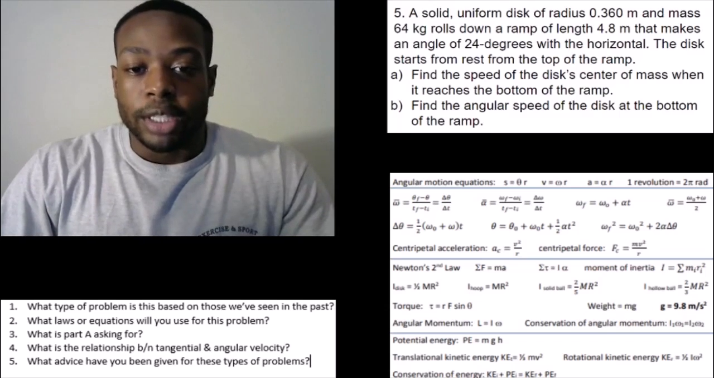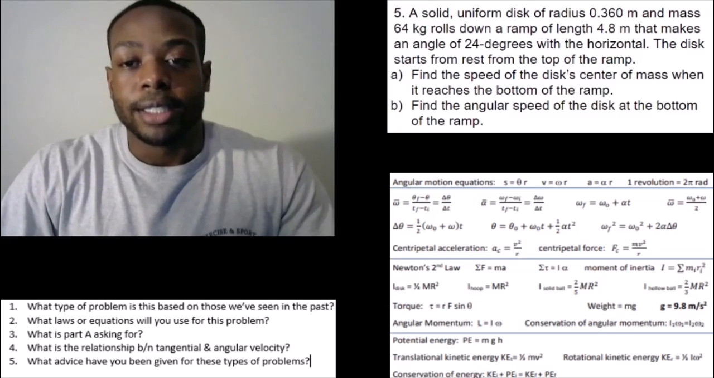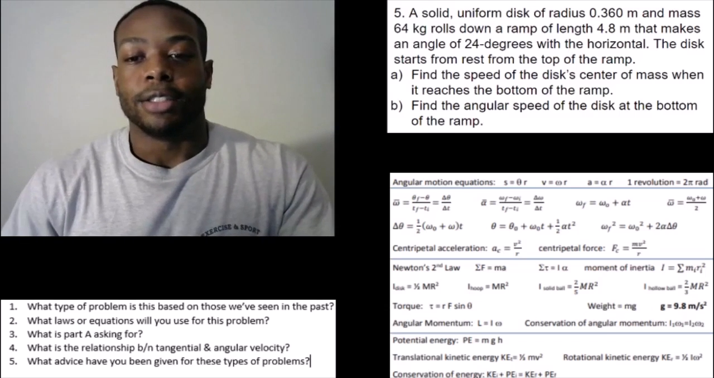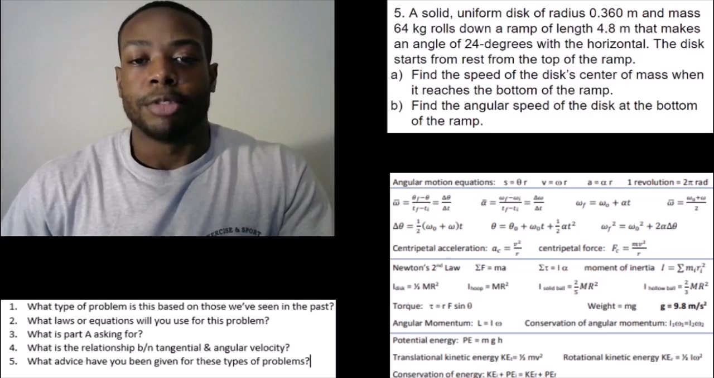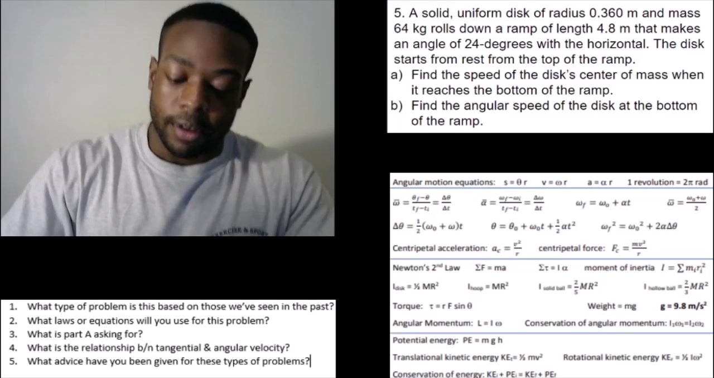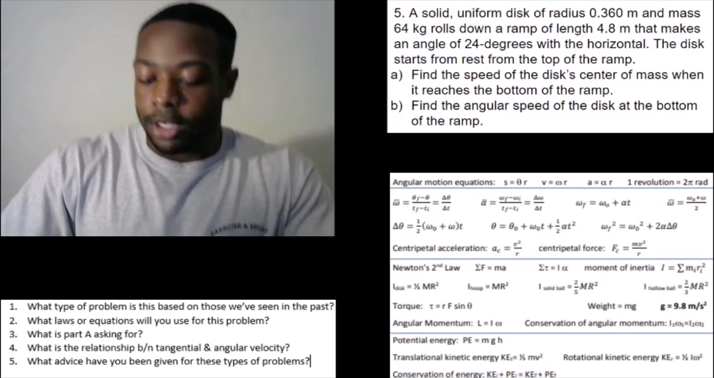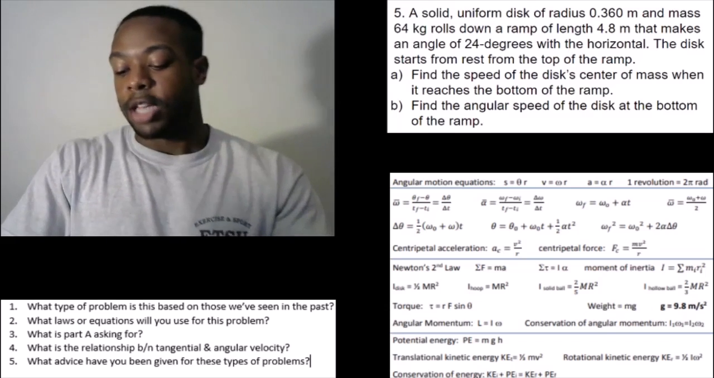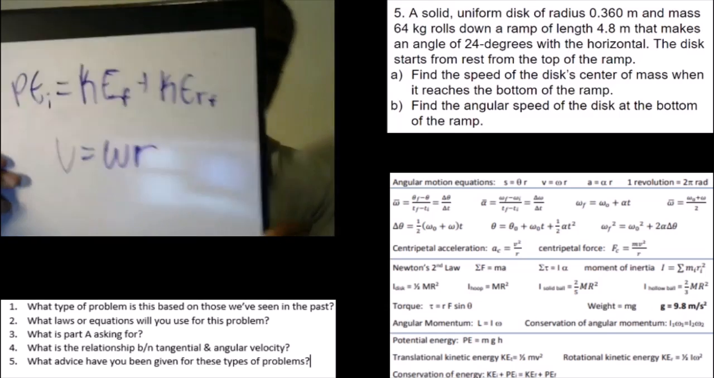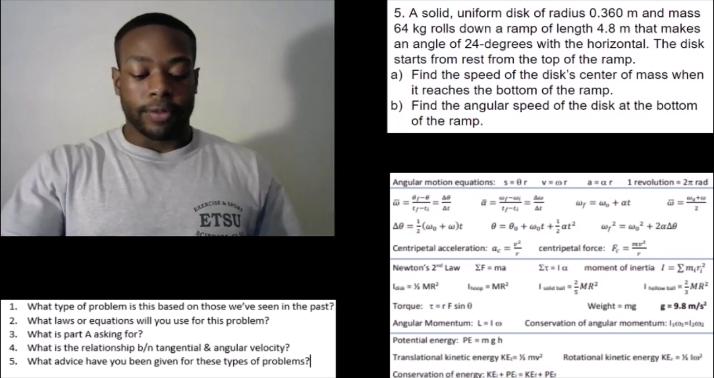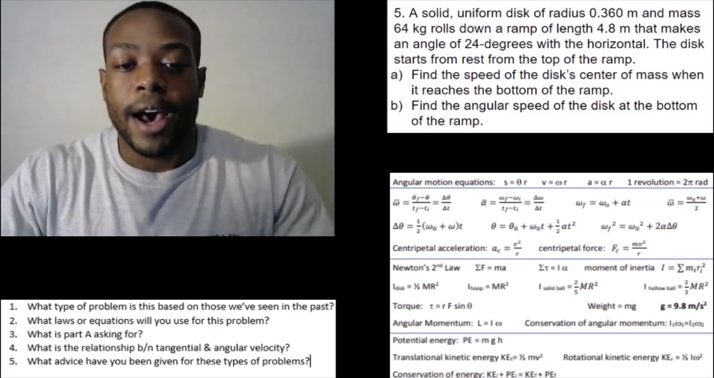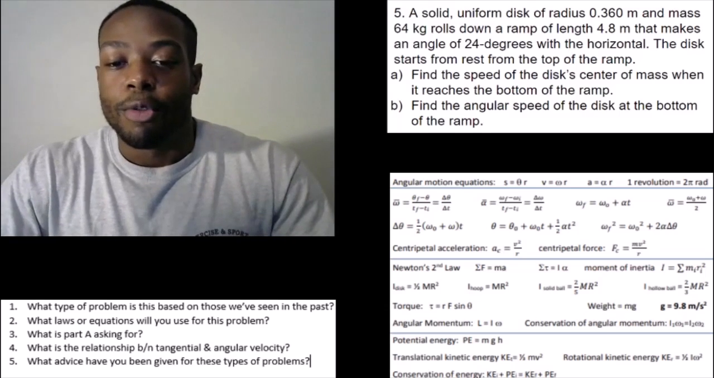Number 4, what is the relationship between tangential and angular velocity? That should be on your formula sheet. It should be tangential velocity equals angular velocity times the radius. So if you know that, you're good. Let's write that out. Tangential velocity equals angular velocity times radius. So not overly difficult.